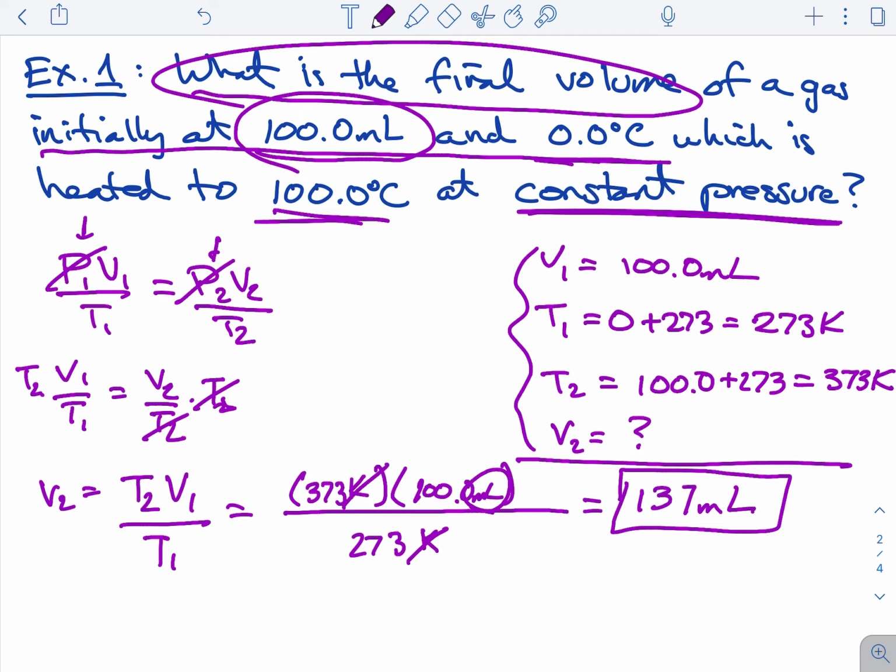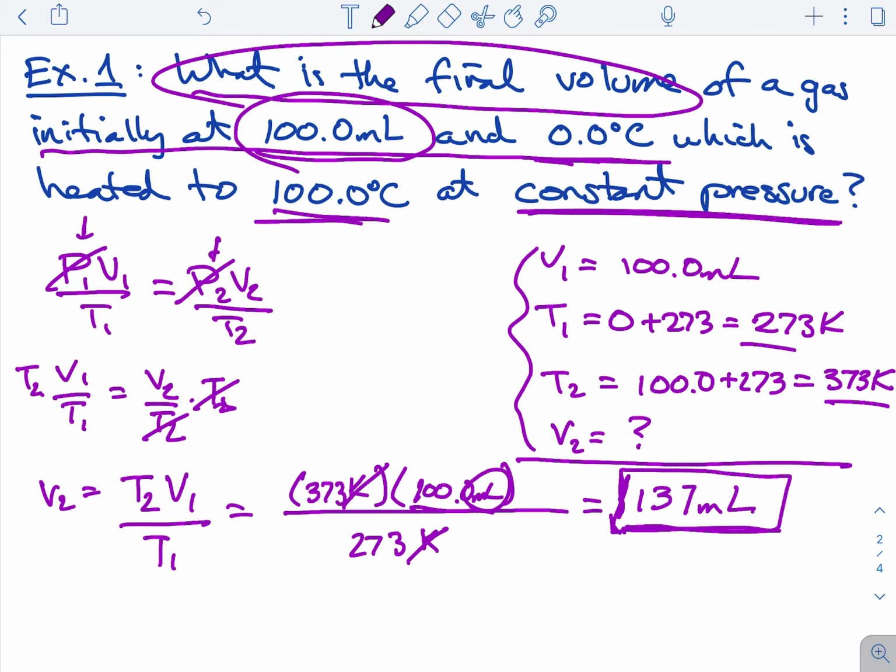Okay, so that's 137. And does that make sense? Yeah, it does, because the temperature is going from 273 up to 373. So we expect the volume to go up, but not to double or anything like that. So going from 100 to 137, that seems pretty reasonable.